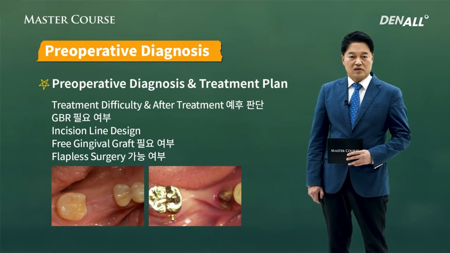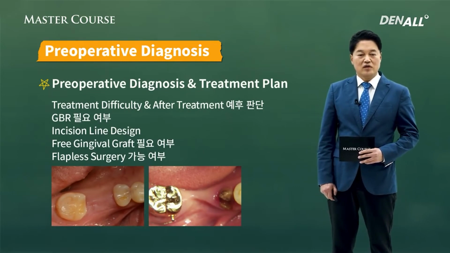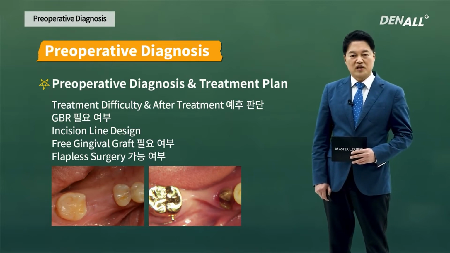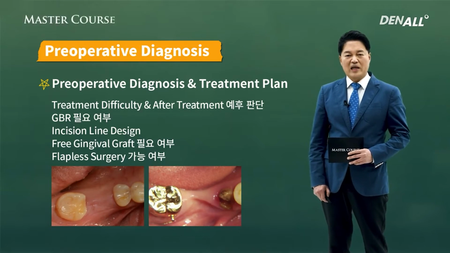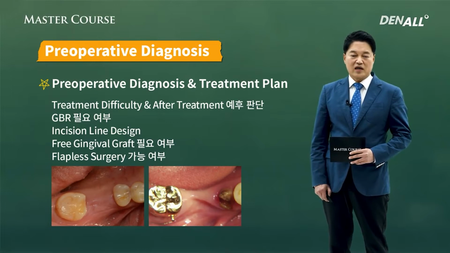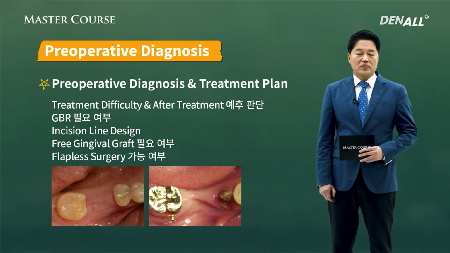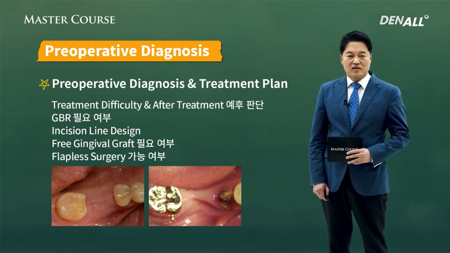As you can see in the image, implants are to be placed in the same area. On the left, the ridge shape is very nice and attached gingiva is sufficient. However, on the right, there is severe bone resorption, the ridge shape is deformed and a lot of resorption has occurred. The amount of attached gingiva is very lacking. On the left, when you do the incision, because it's lower, a crestal incision can be planned.